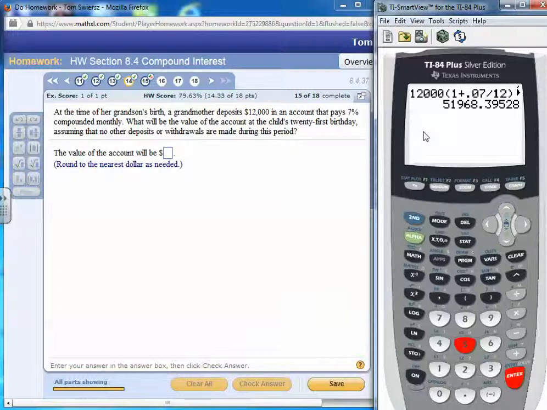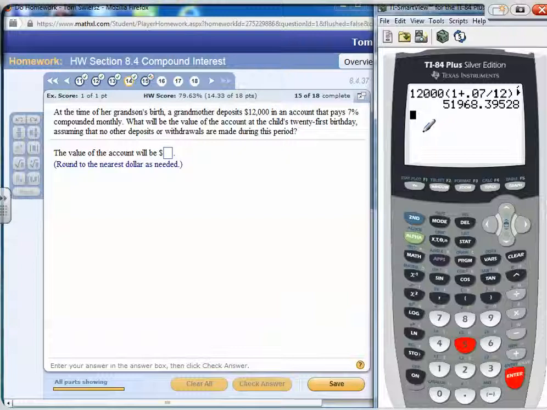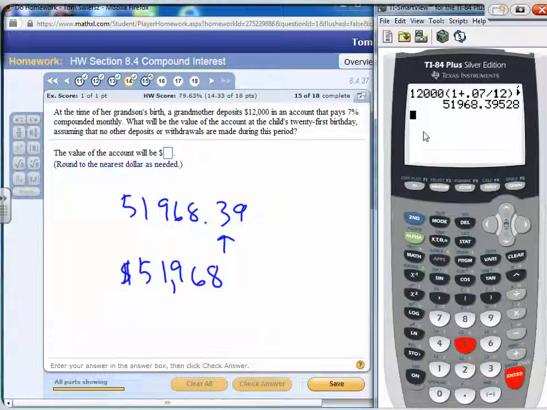So we will have 51,968.39. There's a 3, so we would just keep it at $51,968 to the nearest dollar, which is to the left of the decimal. All right, let's go ahead and put that in.